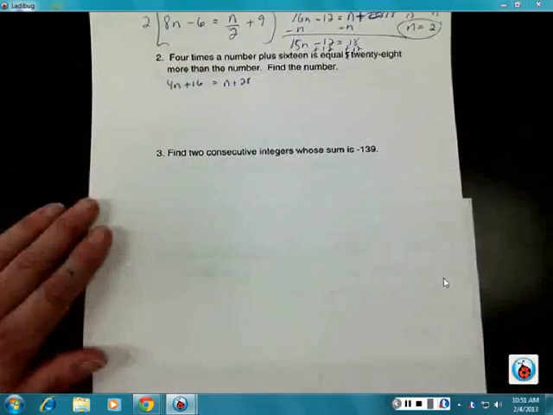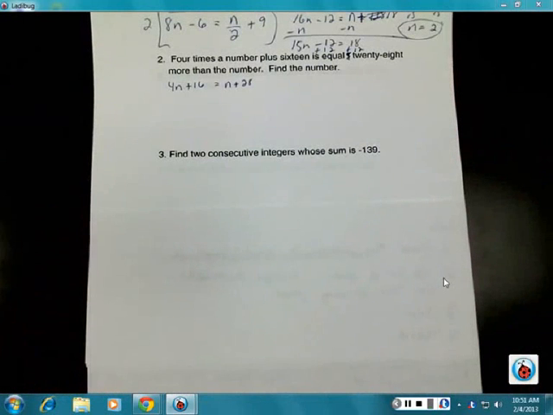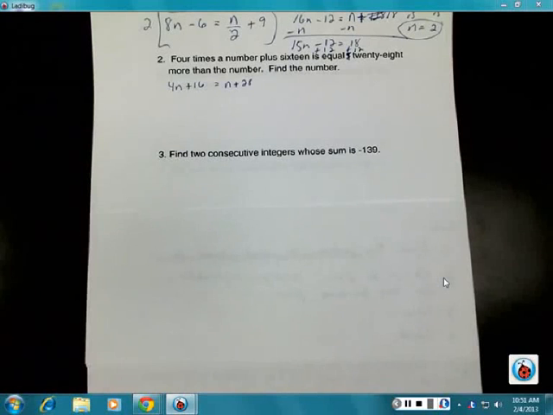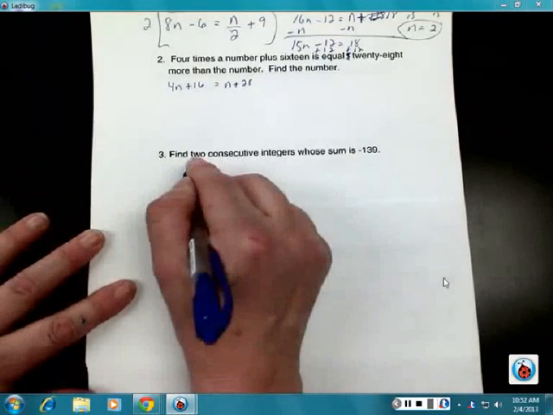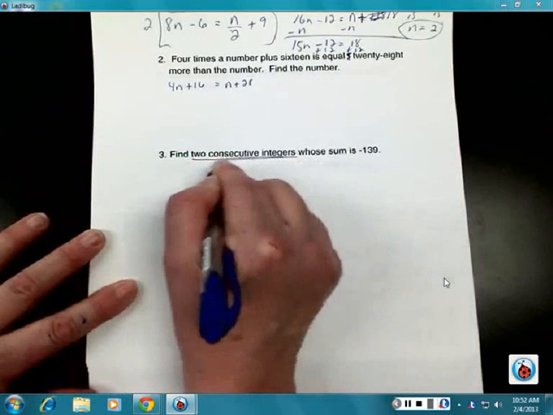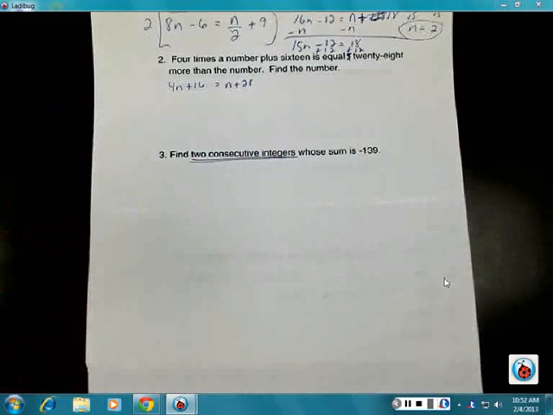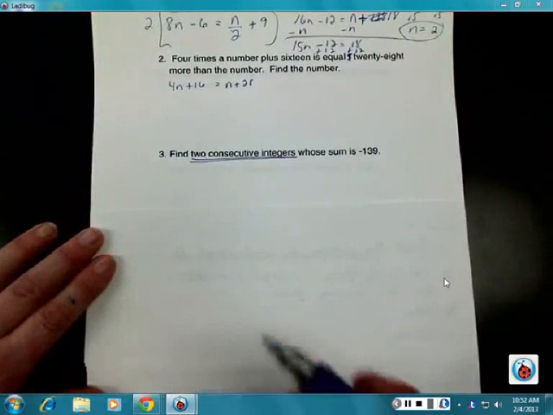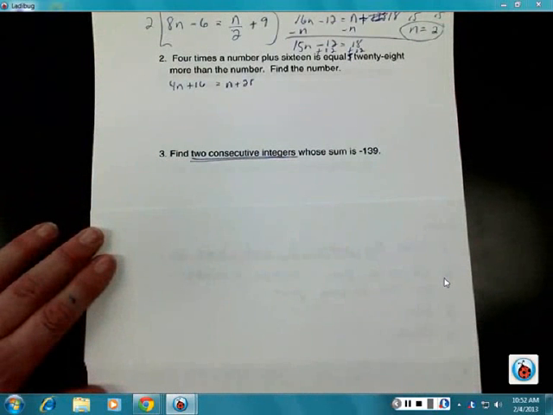Number 3 is find 2 consecutive integers whose sum is negative 139. I don't get that one. Okay, we're going to talk about it because it's got this 2 consecutive integers, meaning numbers, basically integers, because we're getting into negative and positive numbers here. But 2 consecutive integers, so what does that mean? What do I know about these consecutive integers? They're one right after another.